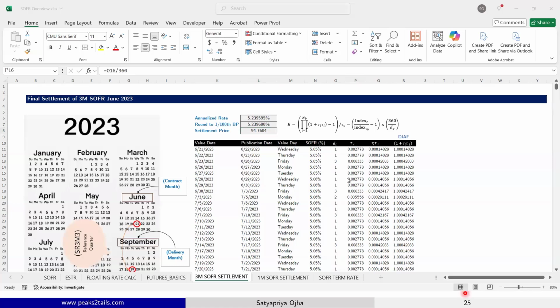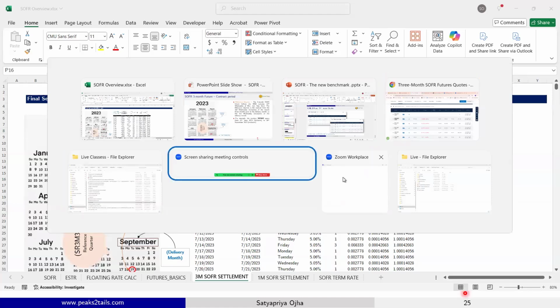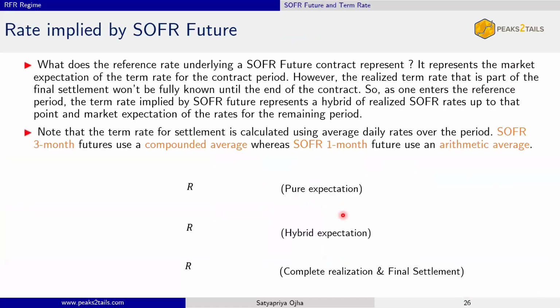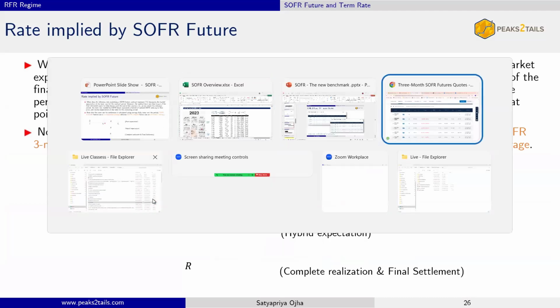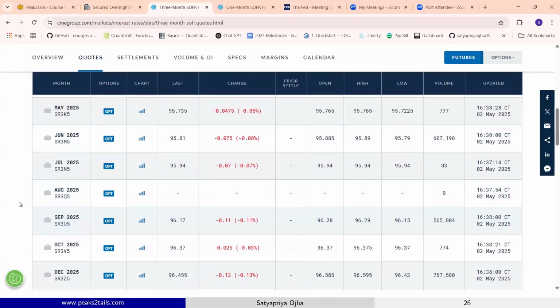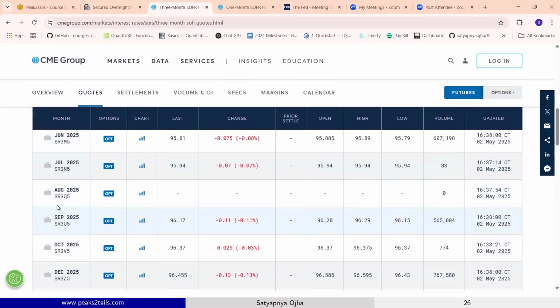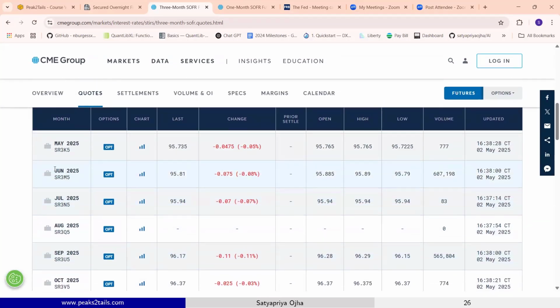Okay, if no questions, let's move on to the next product, which is the 1 month SOFR future. Before that, let's quickly touch upon this idea. We actually discussed this earlier. So here's the thing. Let's look at one example. Actually, that will help. So for example, this is interesting. If you look at say the June future, SR3M5, okay, this will span from June to September, as we just saw.